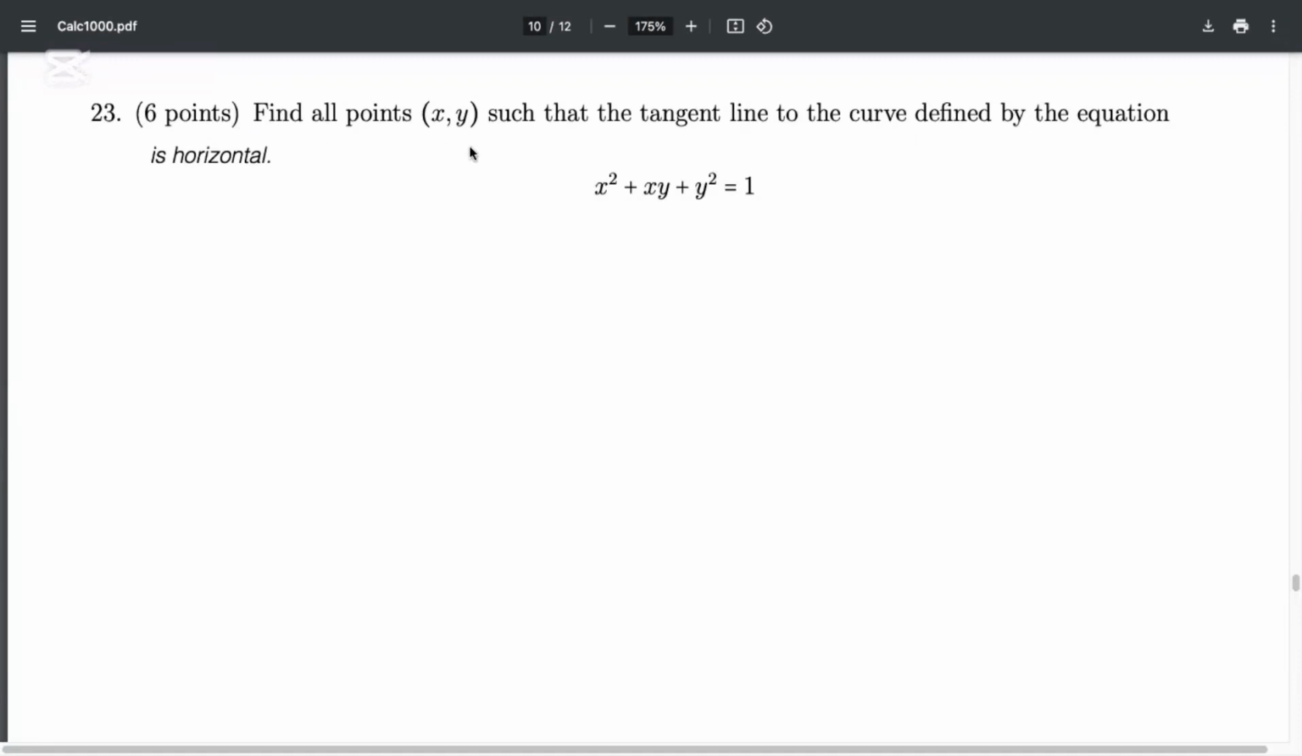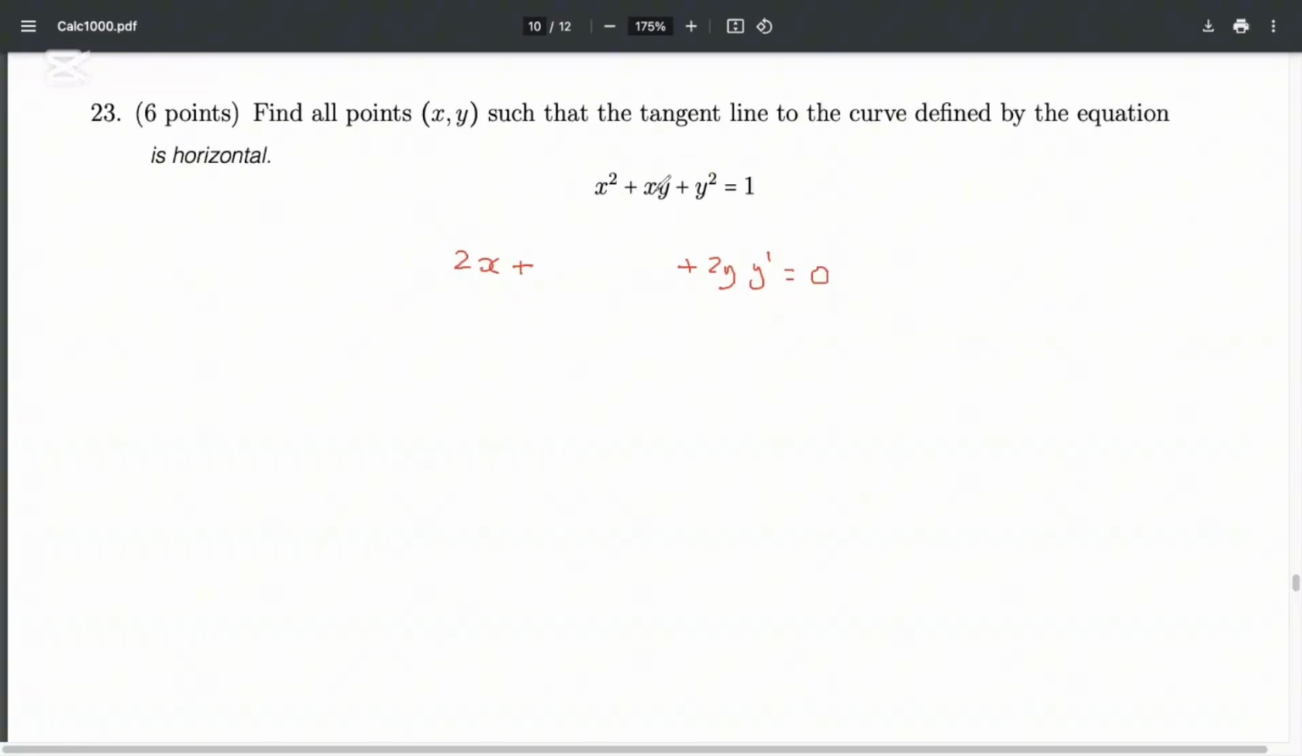Find all points (x, y) such that the tangent line to the curve defined by the equation is horizontal. So we know if we have a horizontal tangent, then the derivative, or the slope, is zero. We're going to start off with the derivative of x squared, which is 2x, plus, and I'm going to come back to this, the derivative of y squared is 2y dy/dx, because we're taking the derivative with respect to x, so we're just going to write y prime instead of that. And the derivative of 1 is 0.